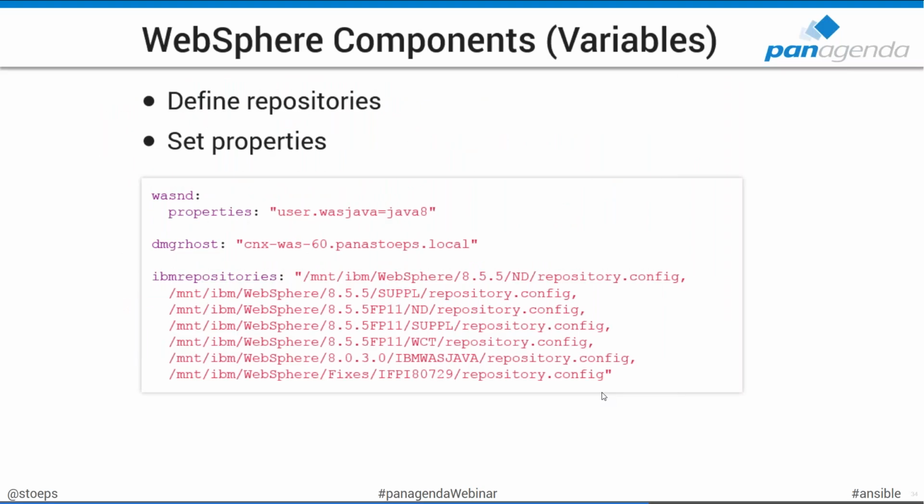Here are the variables for WebSphere. The longest one is the repository file. Here I extracted all repositories I need for a WebSphere deployment: the Network Deployment, the supplements, Fixpack 11, the Java update for Java 8, and one more Fixpack. I put all that comma separated in one variable and reuse it in the Installation Manager call for the silent install. That's all.